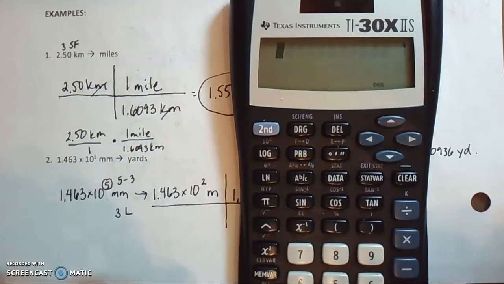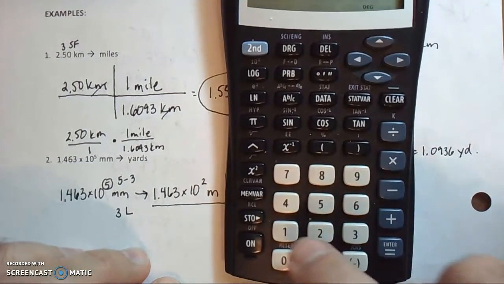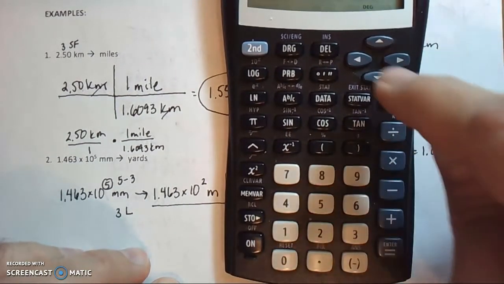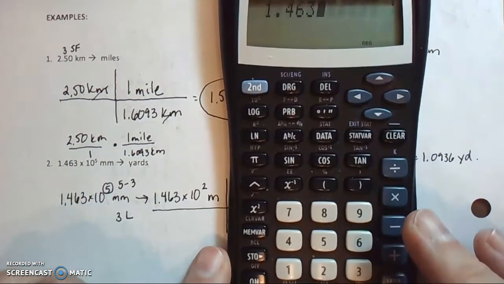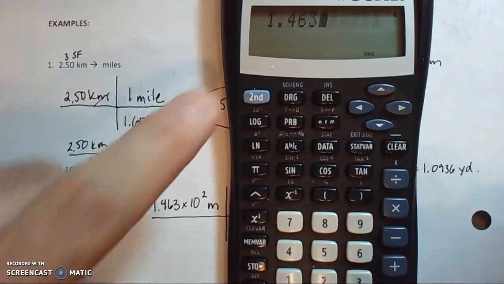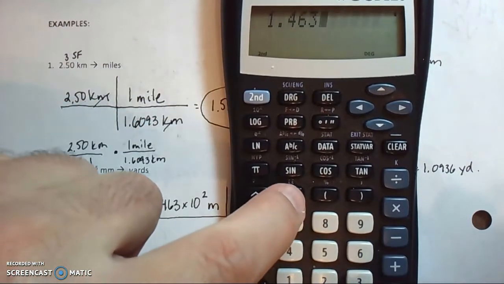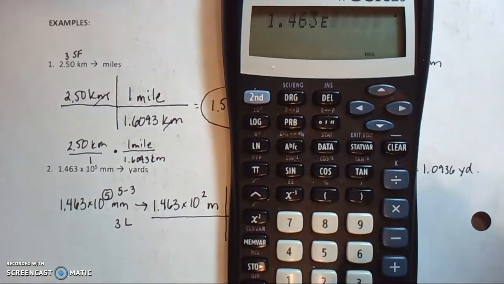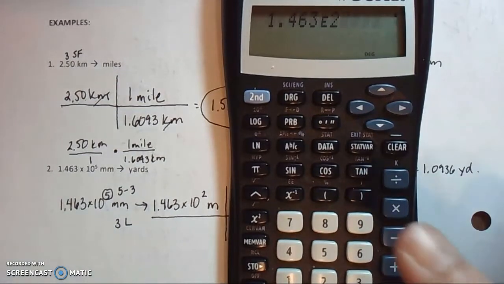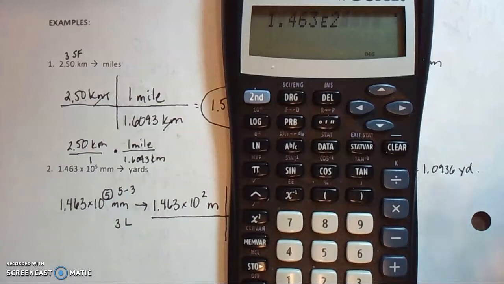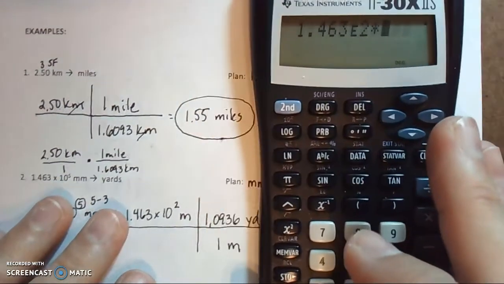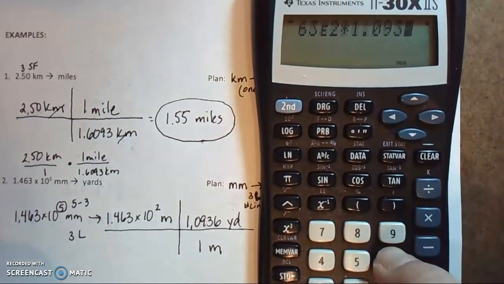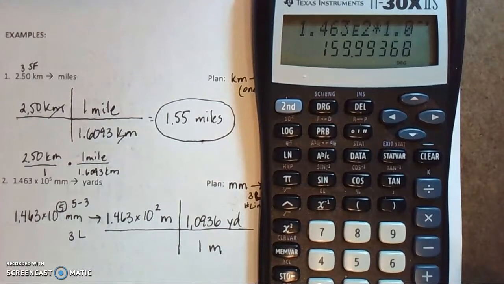So in the calculator, I am going to put in 1.463. So you can see it, 1.463. I'm going to hit the second and then EE. And see how it puts a little E up there. And then I'm going to put the exponent, 2. That stands for 1.463 times 10 to the second. Then I can multiply that by 1.0936. And it gives me this number.